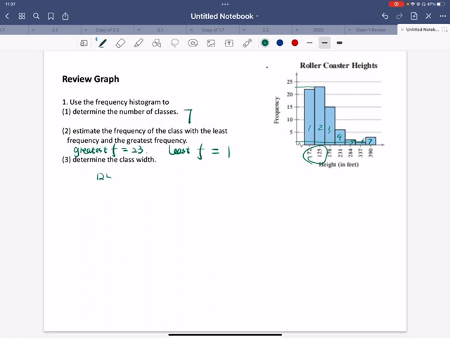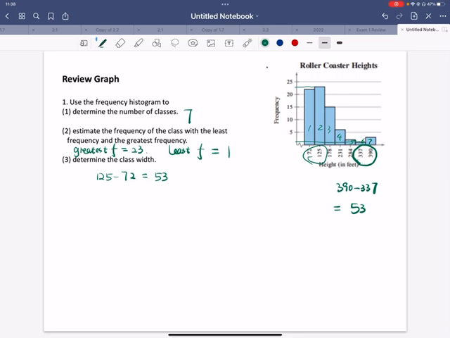I can use 125 take away 72 to have 53. You can use any two pairs, okay? You find the difference of the midpoints or the lower class limits or the upper class limits. I mean, either two lower limits or two upper limits or two midpoints. The difference is going to give you class width, right? It's still 53.